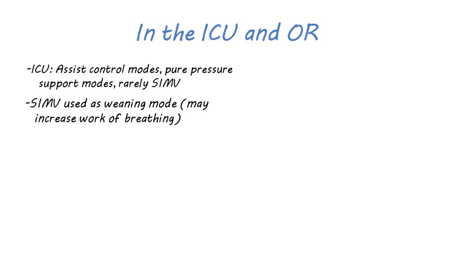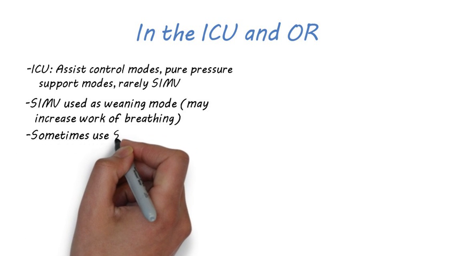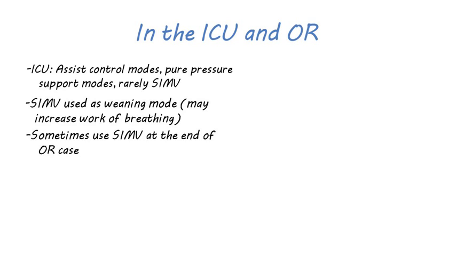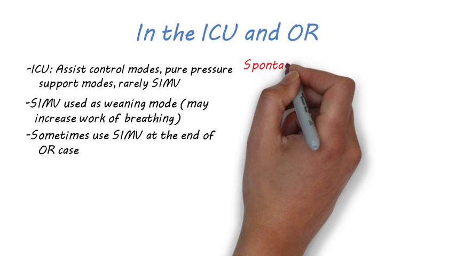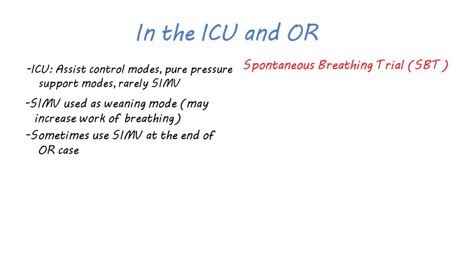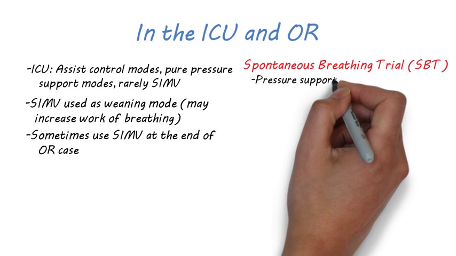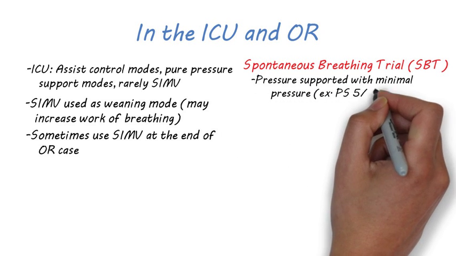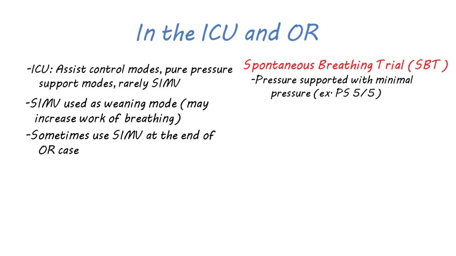Sometimes we do use SIMV in the operating room towards the end of the case, while we are awaiting return of spontaneous breathing. In the ICUs and in the operating rooms prior to extubation, we place the patient on a spontaneous breathing trial, or SBT. Usually, an SBT is pressure supported with minimal pressure. For example, a pressure support of 5 to 7 centimeters of water on top of a PEEP of 5. This is designated as PS 5/5.